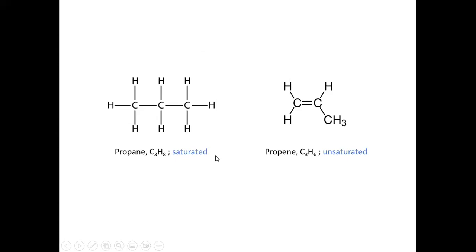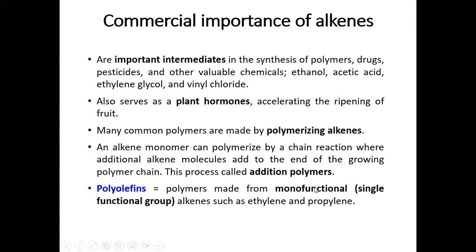Just to share with you the structure of saturated propane, C3H8. Right, when it is converted into propene, it loses 2 hydrogens, so it becomes C3H6 and unsaturated.